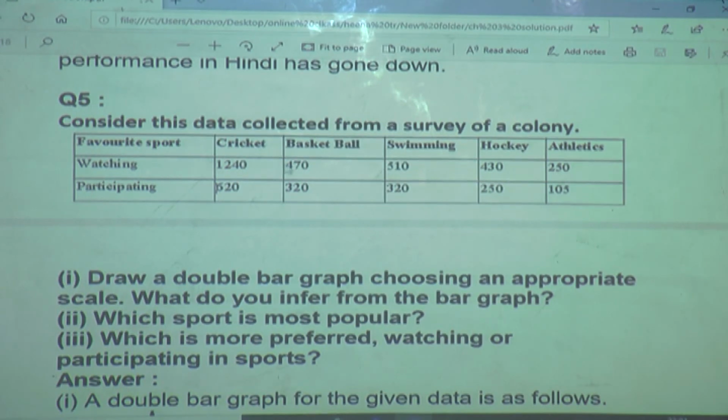Here is your favorite question. Favorite sports are given: cricket, basketball, swimming, hockey, and athletics. The number of people watching and the number of people participating are given. I have already explained in the previous example how to draw this double bar graph.